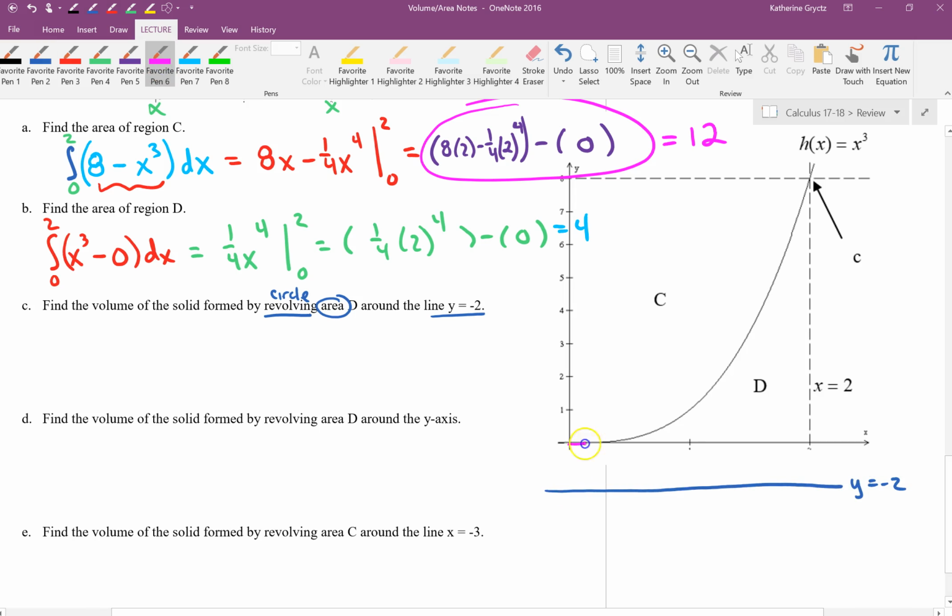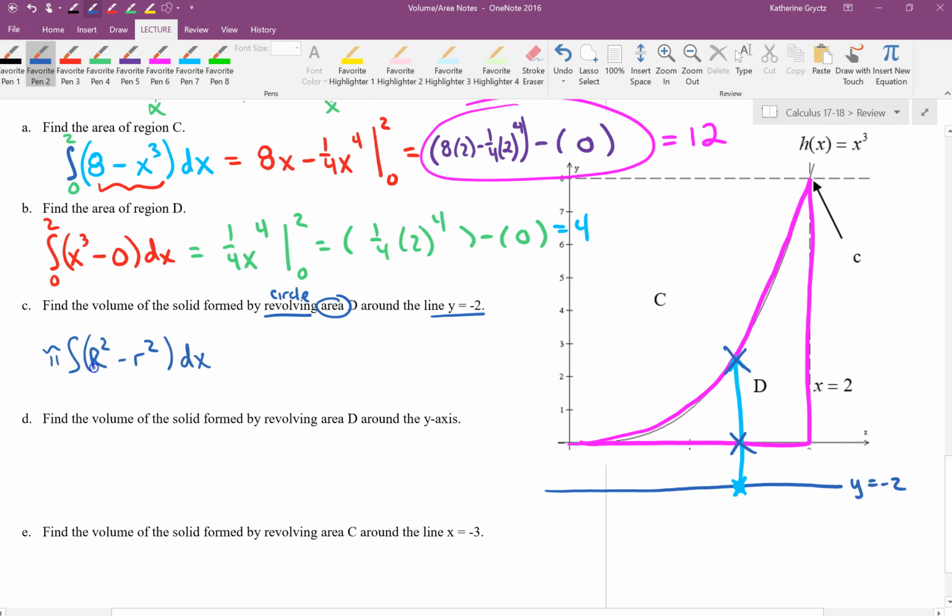Alright, and then I'm going to outline area D. This is area D. Okay, so if you draw from the axis of revolution, what they tell you to go around, up through the area, you will hit 2 curves. Which tells us right away, we're going to do pi, big R squared, minus little r squared. Y equals -2 is parallel to the x-axis, so we're going to do dx, which tells us that our interval is in x's, so 0 to 2. And our job is to figure out what our big radius is and our little radius.